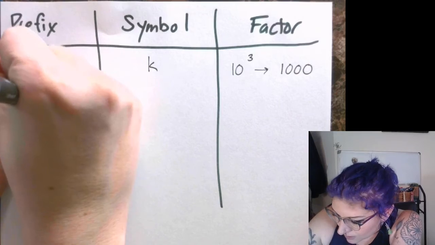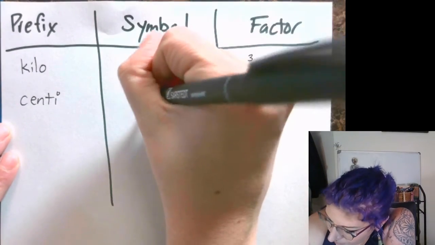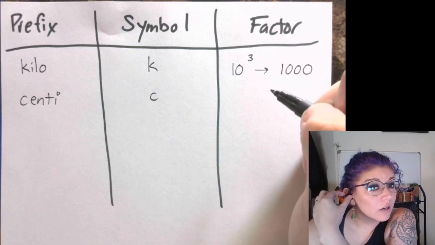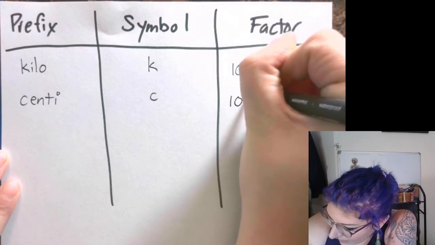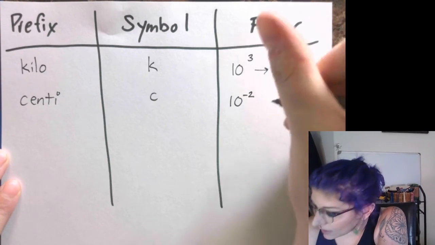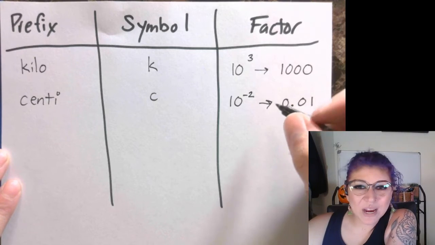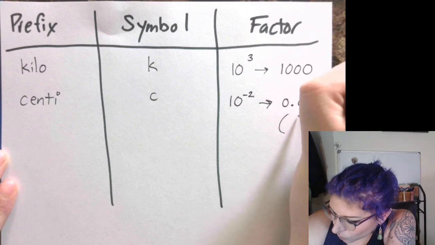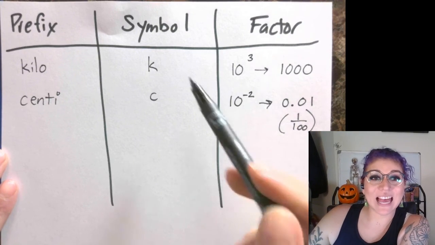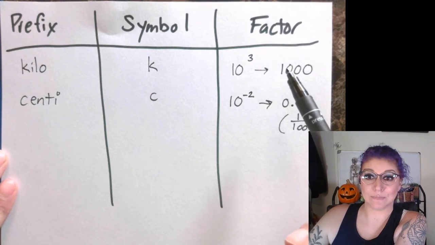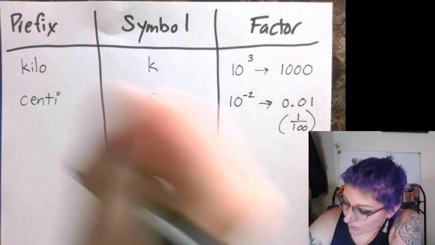The next one we'll look at is centi, like centimeter. The symbol is little c. Centi refers to a small number, so the factor is 10 to the minus 2. We can rewrite this as 0.01. Another way to think about centi is that it is 1 over 100. I think the fraction form is easier to look at, because I can easily say, yes, kilo is 1,000 times, but centi is 1/100th, so it's smaller.